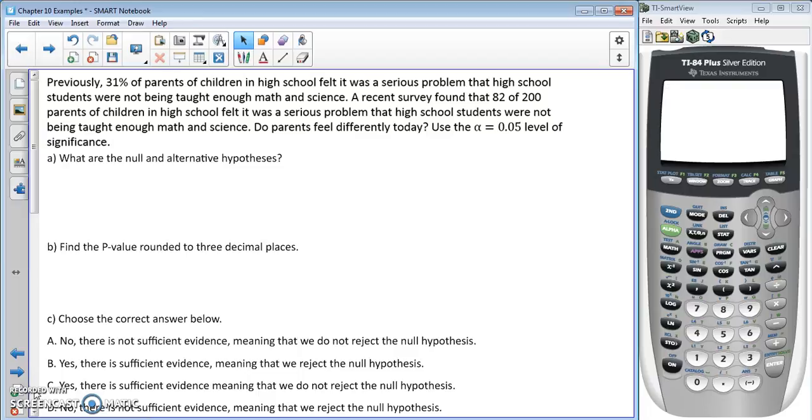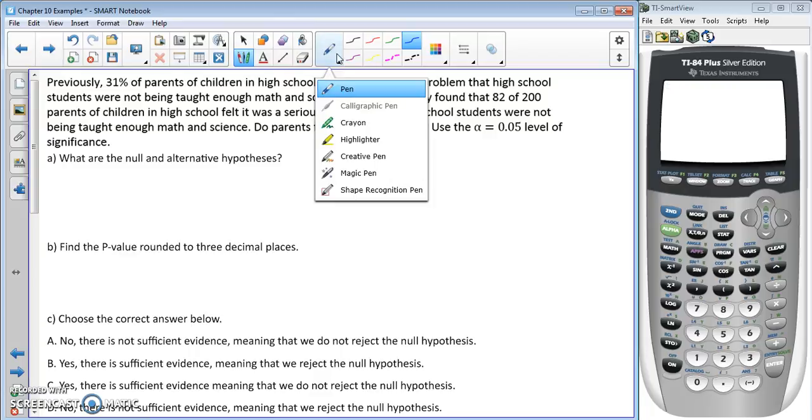Previously, 31% of parents of children in high school felt it was a serious problem that high school students were not being taught enough math and science. A recent survey found 82 of 200 parents of children in high school felt it was a serious problem that high school students were not being taught enough math and science. Do parents feel differently today? Use the alpha equals 0.05 level of significance.